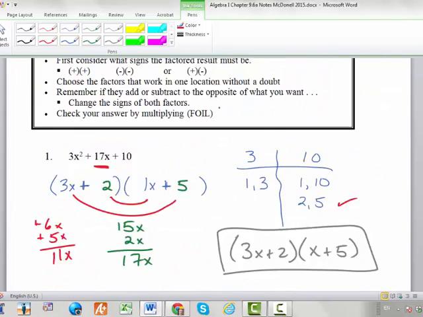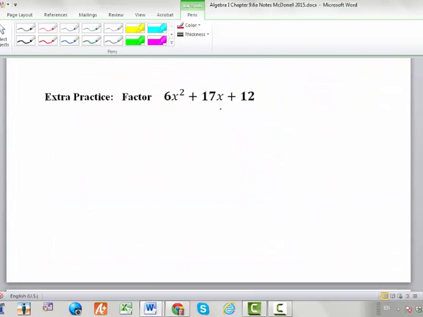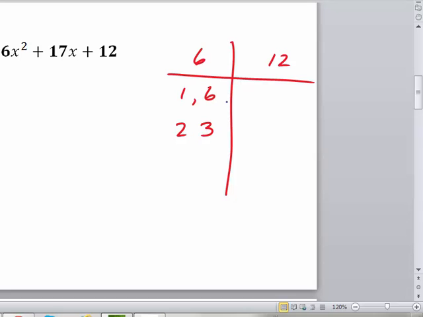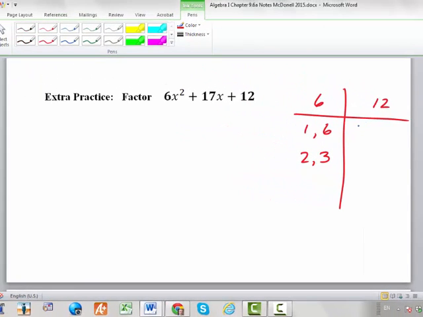I want to look at a humdinger that I've made up that would normally look like a very hard problem: 6x squared plus 17x plus 12. I've got factors of 6 and factors of 12. For 6: 1, 6, 2, and 3. For 12: 1, 12, 2, 6, 3, 4. Those are very doable problems. Can you tell me what the signs are going to be? Hopefully you're thinking it's a plus and a plus, because the signs are the same and we notice it's going to both be a plus.